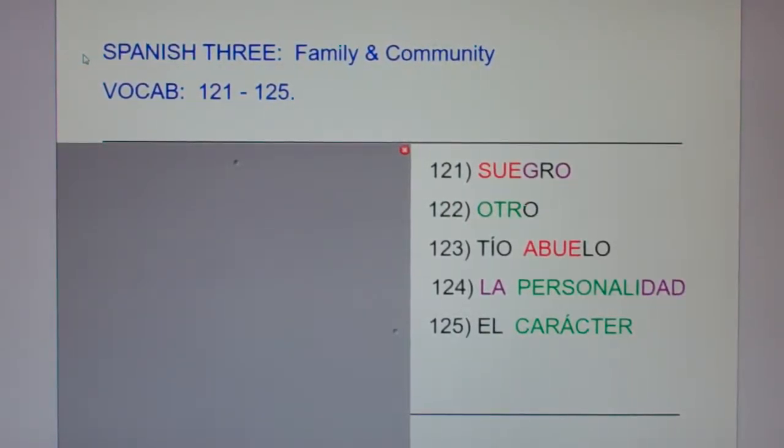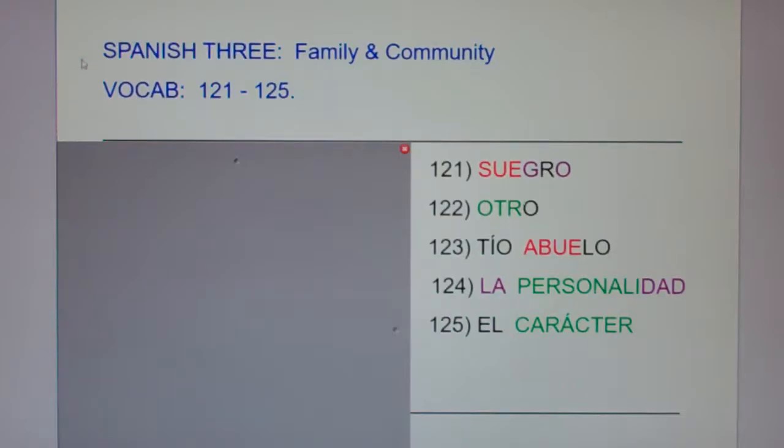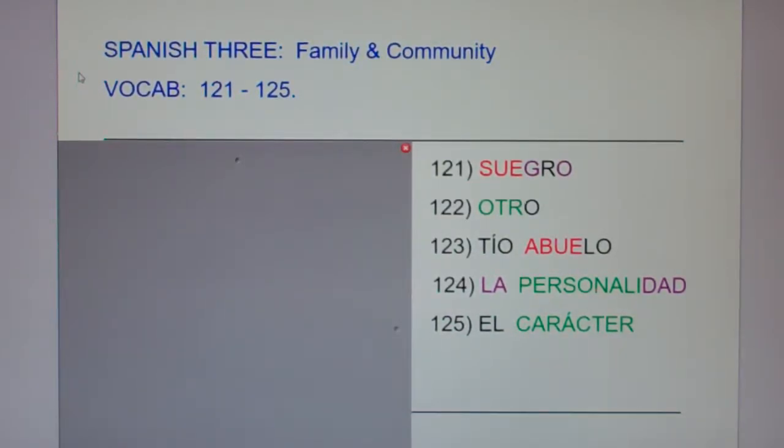This is Spanish 3, Family and Community, Vocab 121 to 125. I'm going to say the following words in English then Spanish and then clap. And after I clap, I'd like you to repeat both the English and the Spanish with me, okay? Cool.